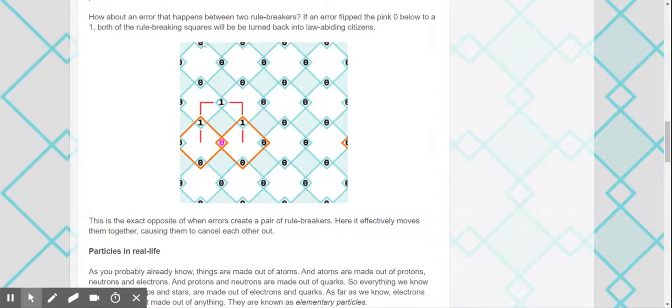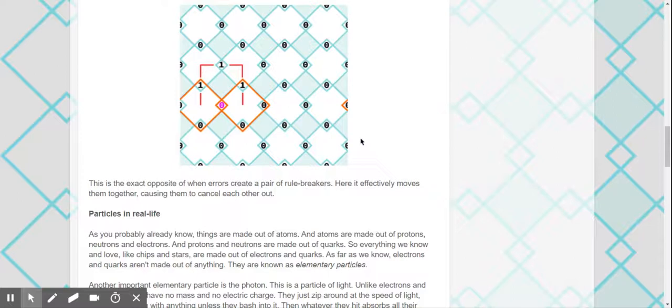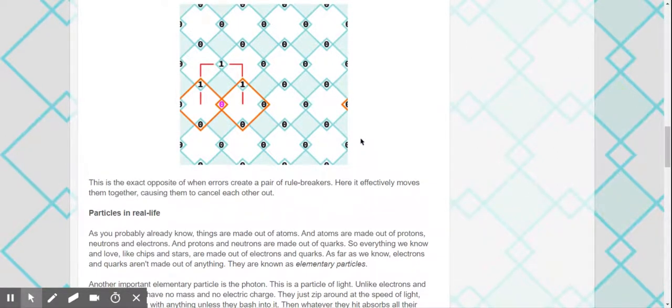How about an error that happens between the rule breakers? If an error flipped the pink 0 below to a 1, both of the rule-breaking squares will be returned back into law-abiding citizens. This is the exact opposite of when errors create a pair of rule breakers. Here it effectively moves them together, causing them to cancel each other out.